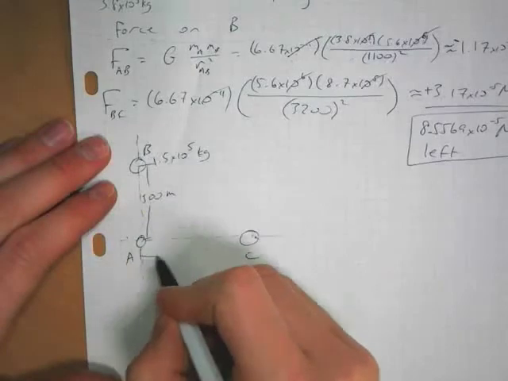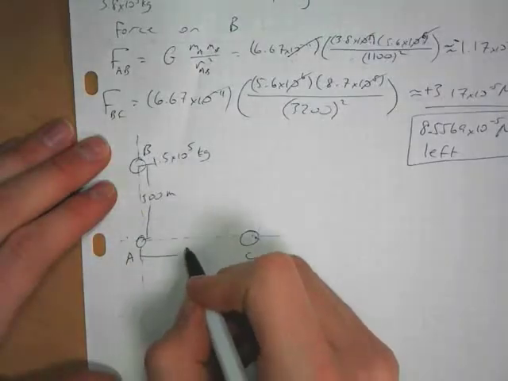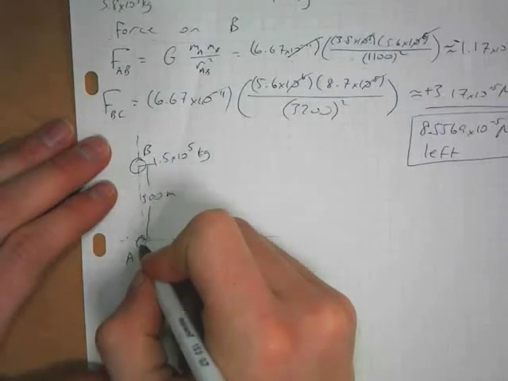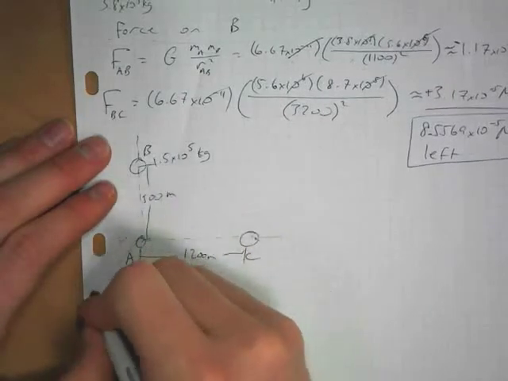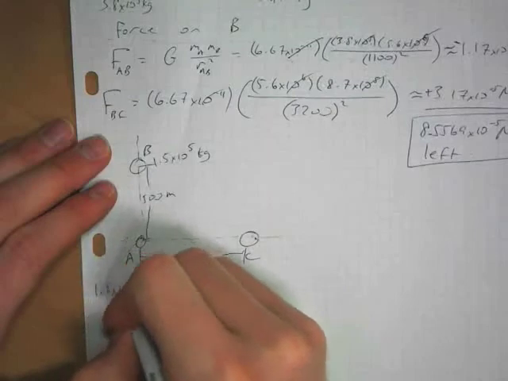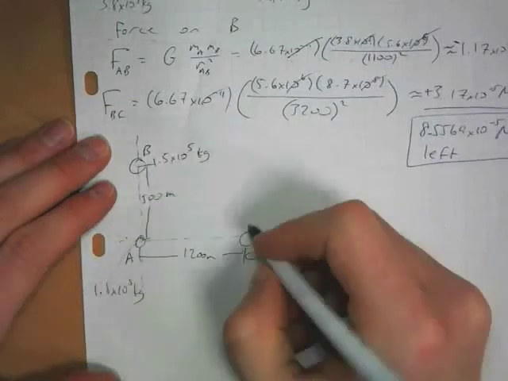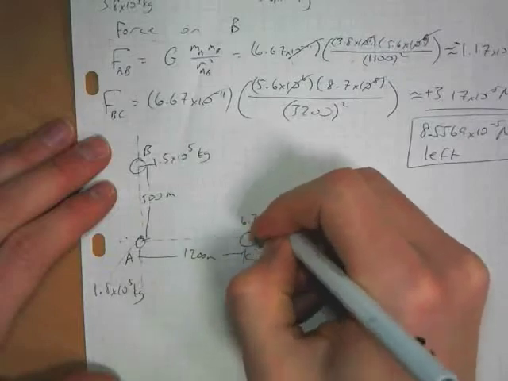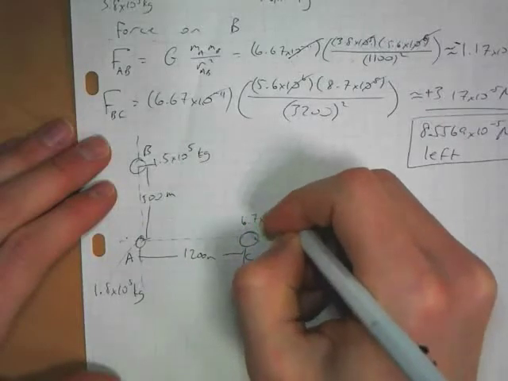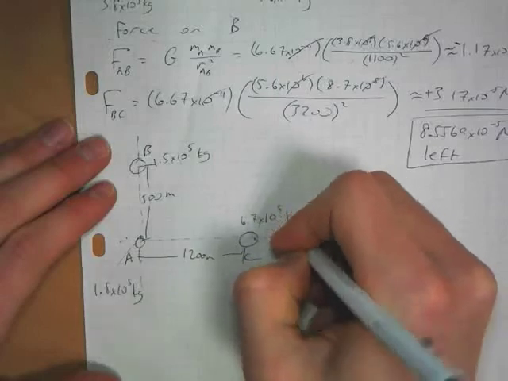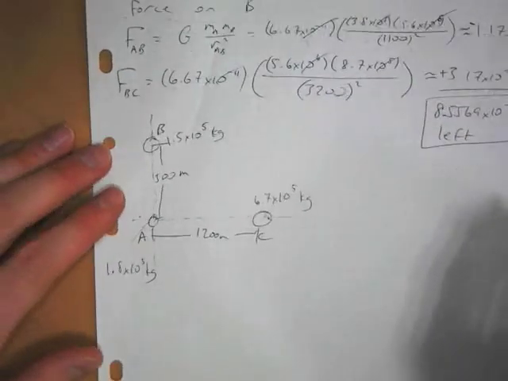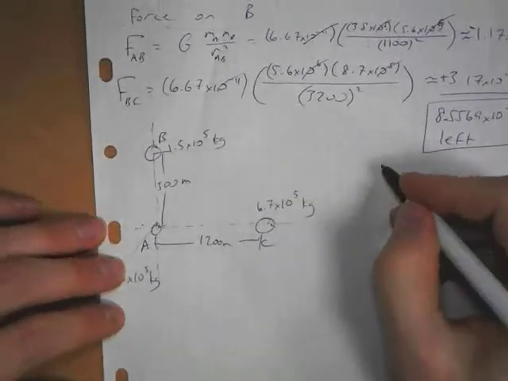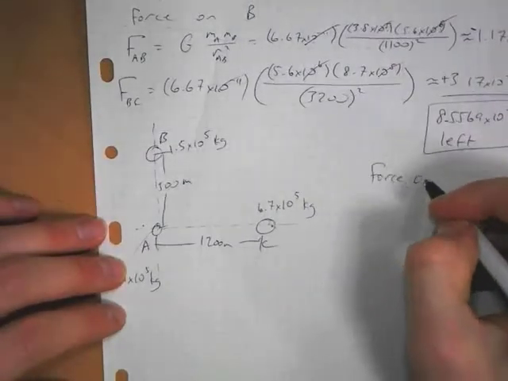Say these are, I don't know, 1,200 meters apart. Mass of A is 1.8 times 10 to the 5th kilograms, and mass of C is 6.7 times 10 to the 5th kilograms. Let's say we want to find the force on C.